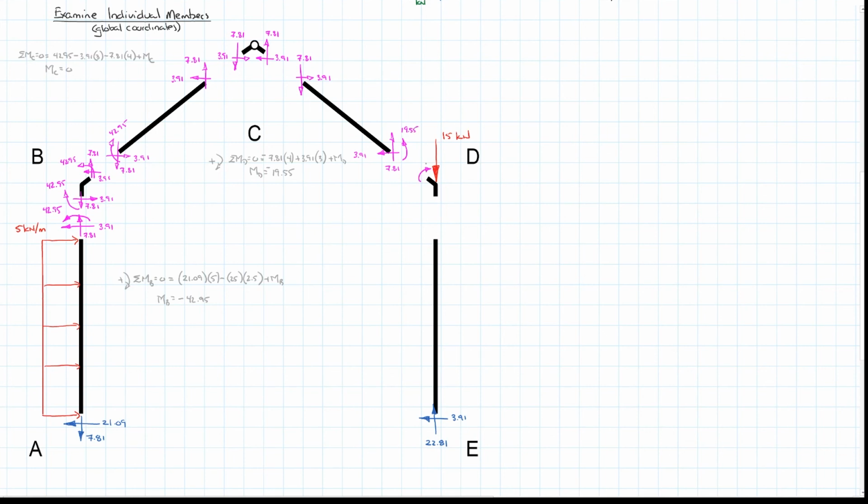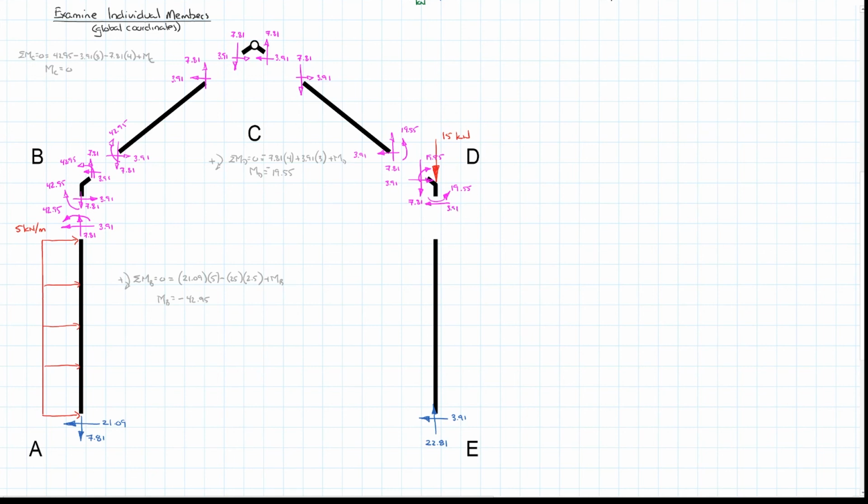Which means that that transfers there, 19.55, and our 3.91, our 7.81. So 19.55 and our 3.91 is easy enough. We have that going to the left.